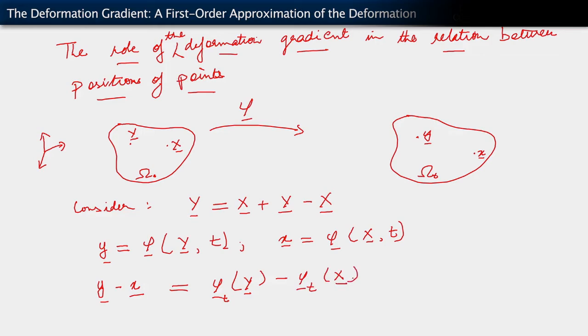All right. Now, I'm going to write phi t of y using a Taylor series expansion. So again, we have y minus x equals phi sub t of y, but remember we decided on the previous slide that we could write y as x plus y minus x, minus phi t of x. Now, what I'm going to do with the first term on the right hand side is expand it in a Taylor series about capital X.